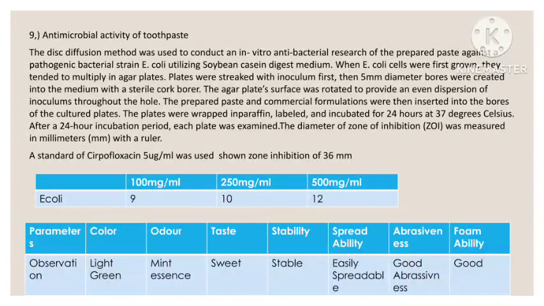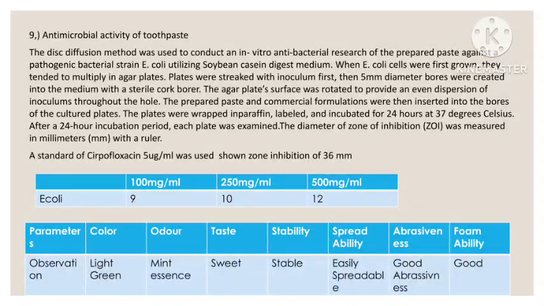Then 5 mm diameter wells were created in the medium with a sterile cork borer. The agar plate surface was rotated to provide an even dispersion of inoculum through the hole. The prepared paste and commercial formulation were then inserted into the wells of the culture plates. The plates were wrapped in paraffin, labeled, and incubated for 24 hours at 37 degrees Celsius.